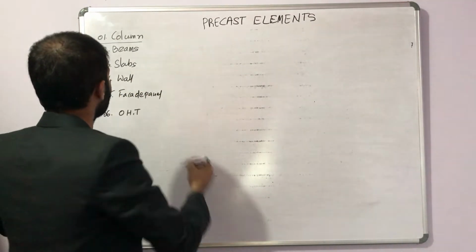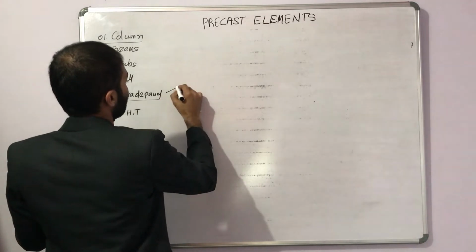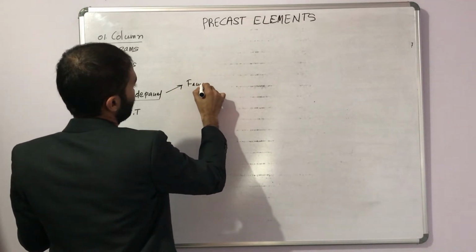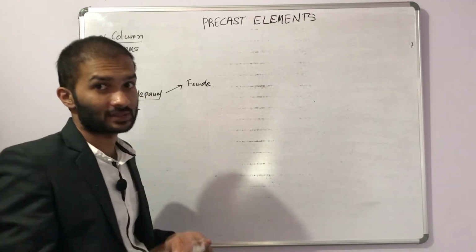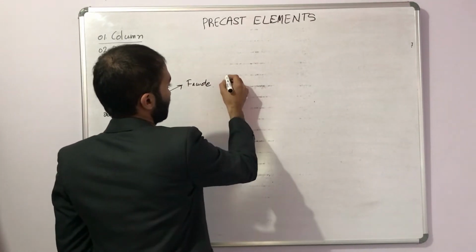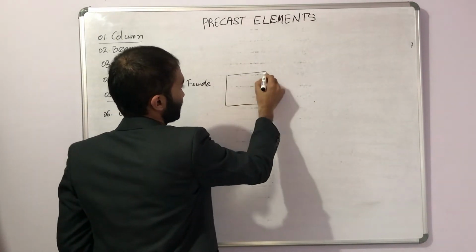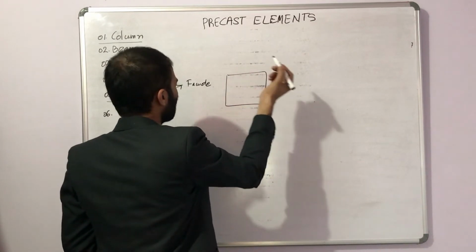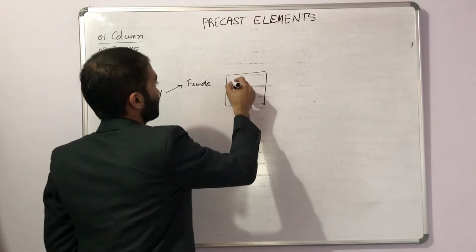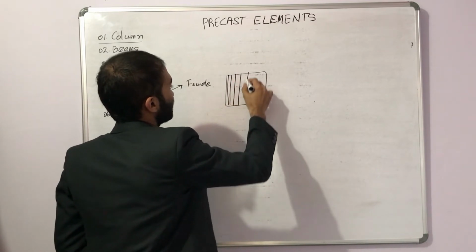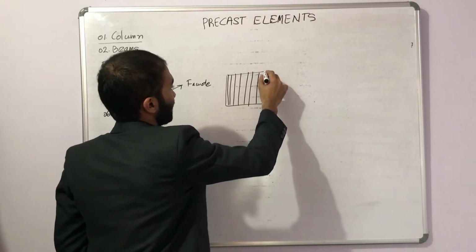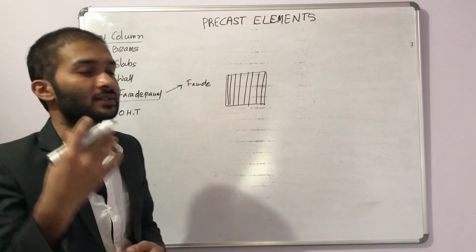The next is the facade panel. Facade panels are usually architectural pieces cast in the factory, transferred to the site and erected. They may be of any design, say some panels have these kinds of grooves made in the factory, and they are erected on the site.